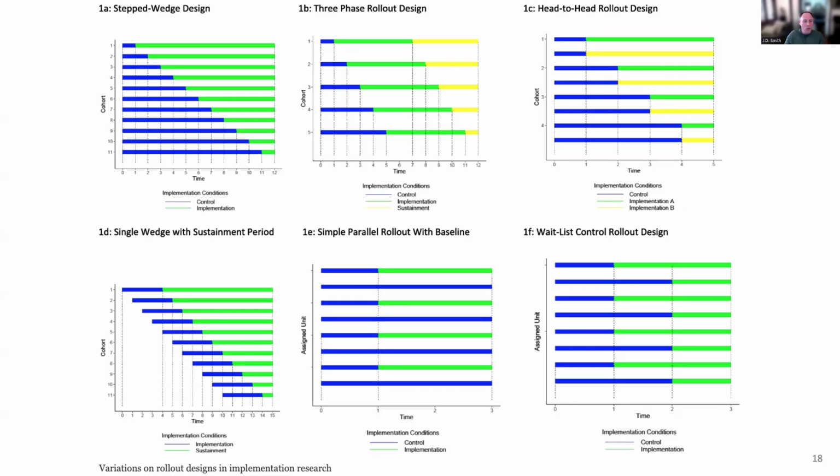For panel 1D, this is a single wedge with sustainment period. So this is a situation where there is no control data. And you might see a scenario where you're trying to implement an intervention for a condition that the system you're working in does not do anything currently. So the actual baseline of practice is 0. So there's no reason to actually evaluate a control period knowing that it actually isn't happening.